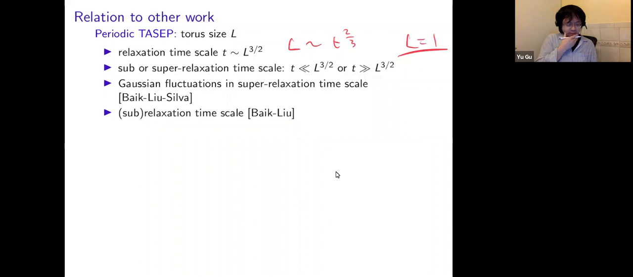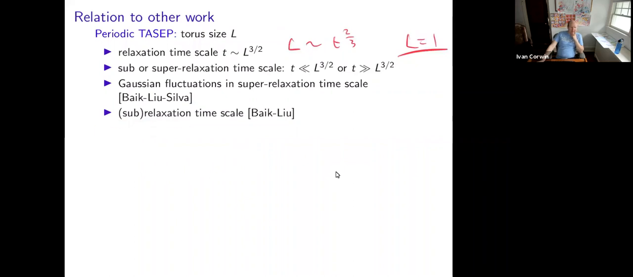There's one small difference. What they did, if I understand correctly, is first pass to the limit under this scale, in the relaxation time scale, and then send T to infinity. So it's more like a two-step limit here. Of course, they have very interesting results on the sub-relaxation and relaxation time scales. So that's the relation between our results and the corresponding results in interacting particle systems.